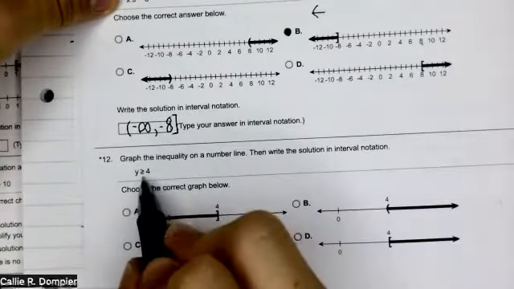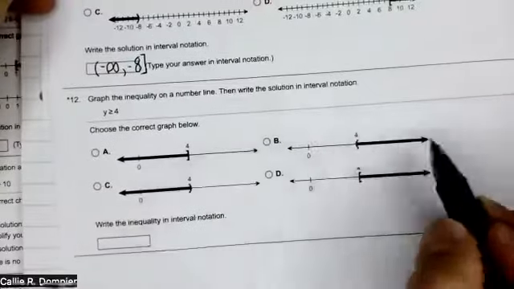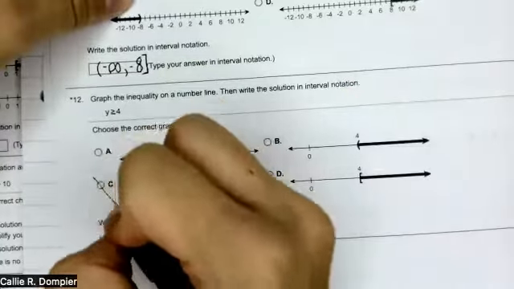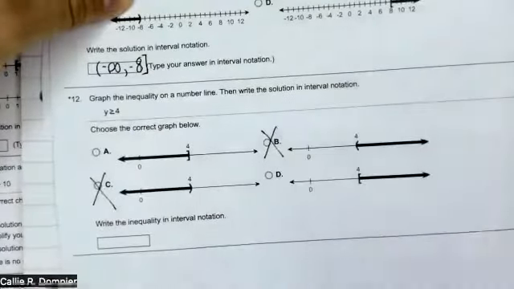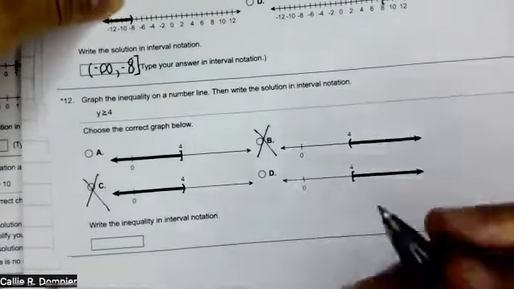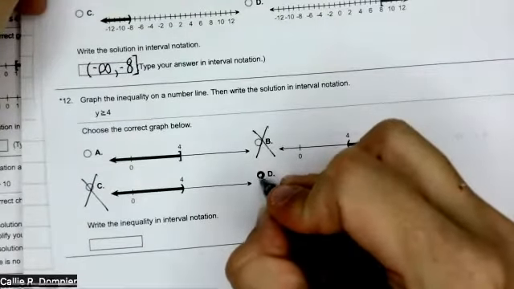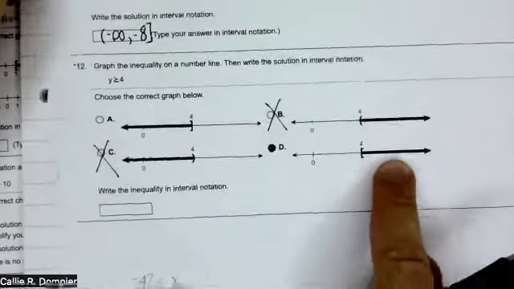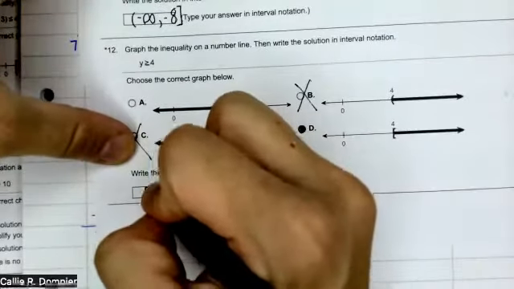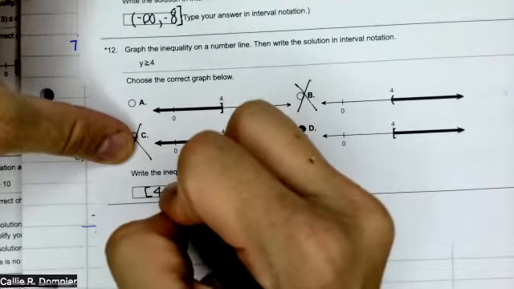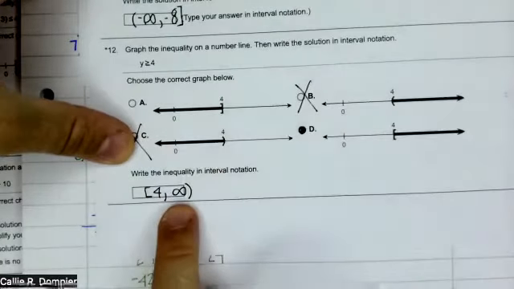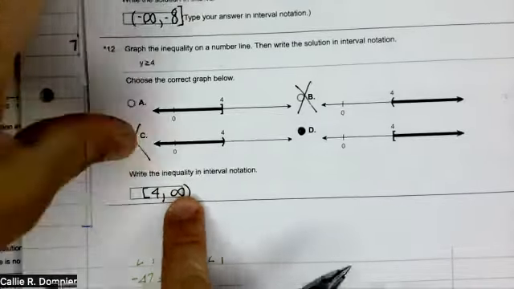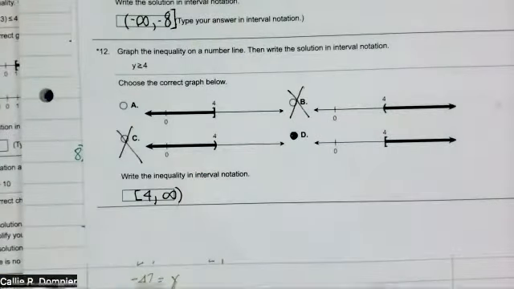Here we have y is greater than or equal to 4. So these are all at 4. Because of that equal sign, it's a bracket. So it's not C and it's not B, right? Greater than is going to the right. So it's going to be the letter D. It's greater than 4 or equal to 4. So in interval notation, that's going to be a bracket with 4. And it goes on forever. So that's positive infinity. Both infinities always have only parentheses, no bracket.